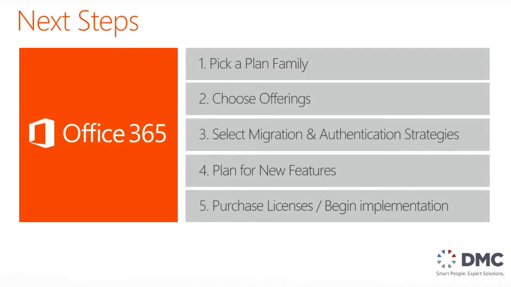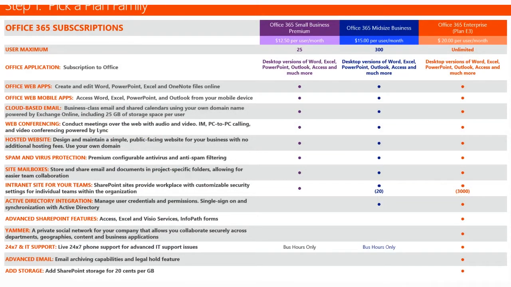First step, pick your plan family. They have a small business suite, a mid-size suite, and an enterprise suite. For most organizations, unless you're truly a startup and you're not quite sure if your business is going to survive very long, I probably would not recommend the small business suite. It's maxed out at 25 users, so you cannot add a 26th user. The mid-size suite could be appropriate for some businesses. It also has a hard limit. The top end limit is 300 users. You cannot add a 301st user.